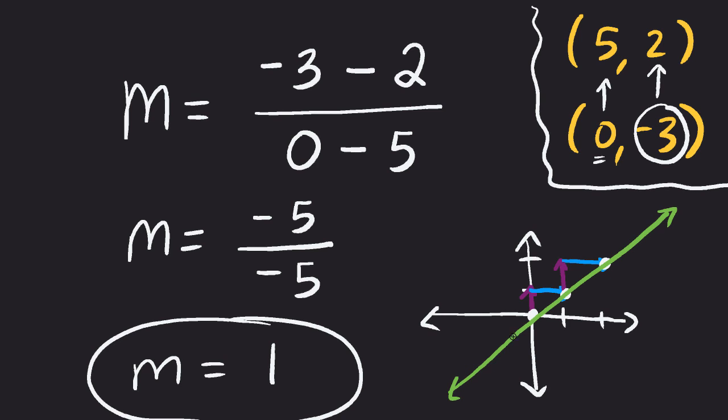But the slope tells me it's going up 1 and over 1. And now I can adjust it to the points to see exactly where it goes, and I would be able to come up with my line.